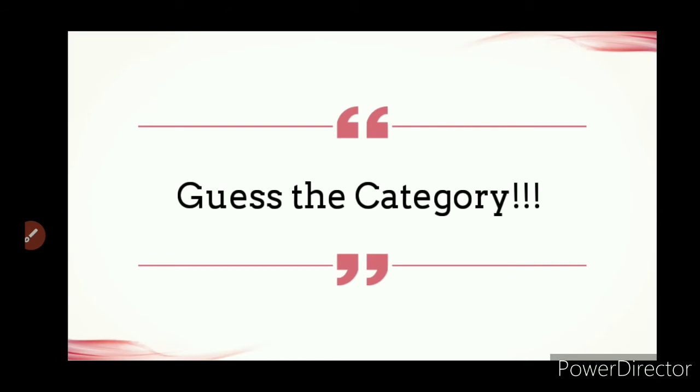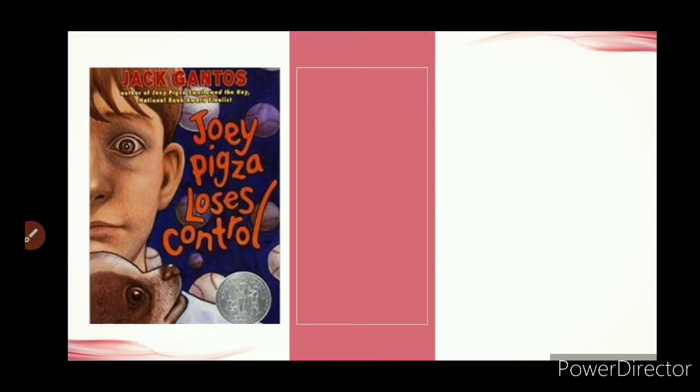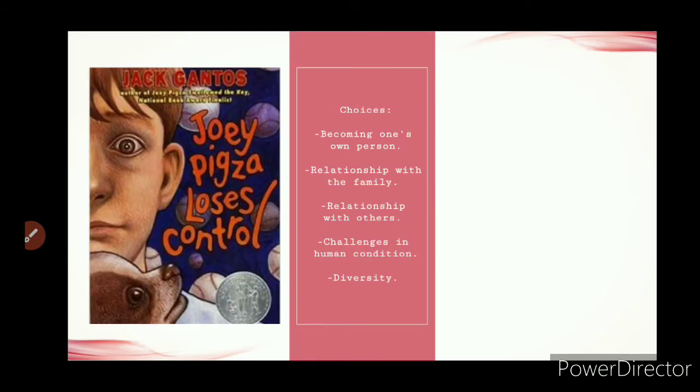Before we move to another discussion, let's have a short game. I will show you a picture of a book with its summary, and you will try to guess on what category it belongs. Are you ready? Then let's get started. First example, Joey Pizza Loses Control, created by Jack Gantos.